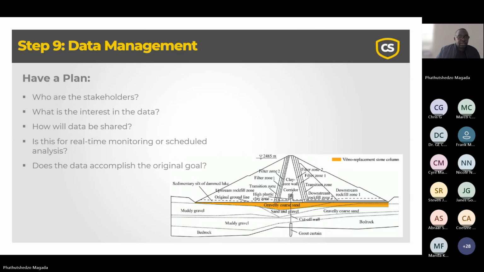So, data management system. Data management is very important. You need to assess who the stakeholders are, what interests they have in the data, and how the data is going to be shared amongst those stakeholders. Is the data going to be in real-time monitoring or scheduled analysis? Does the data accomplish the original objectives that you defined when you started the project? All these aspects need to be defined and assessed.